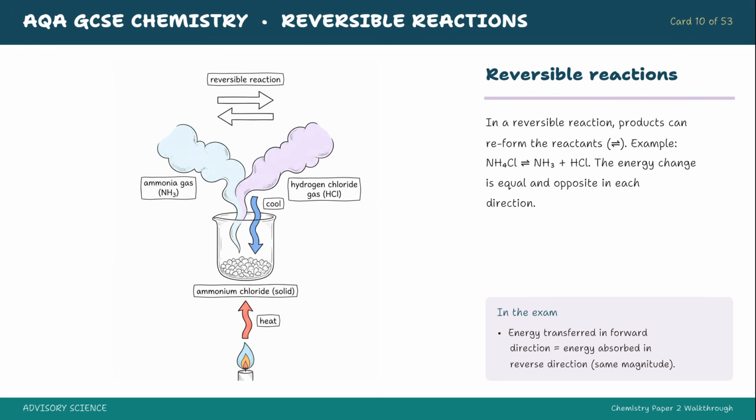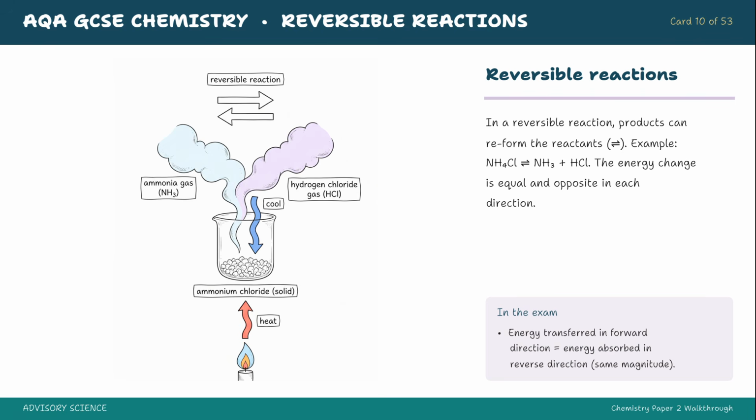Reversible reactions. Some chemical reactions can go both ways. A reversible reaction is always represented in a chemical equation by a double-headed arrow. In the forward direction, reactants turn into products. In the reverse direction, those products break back down into the original reactants.